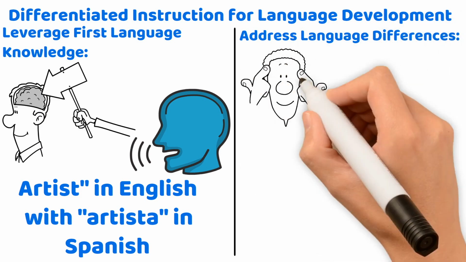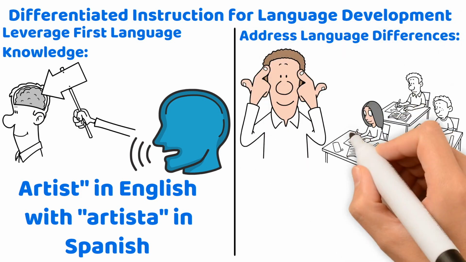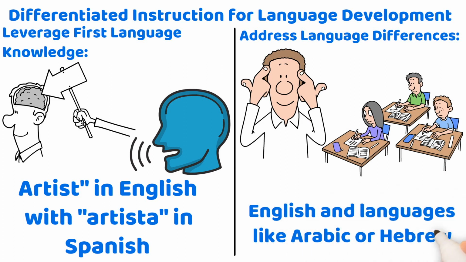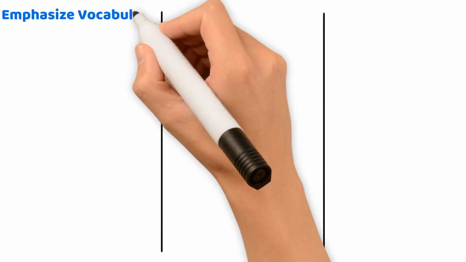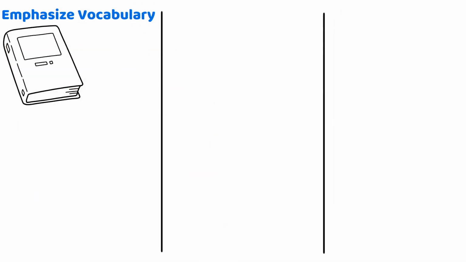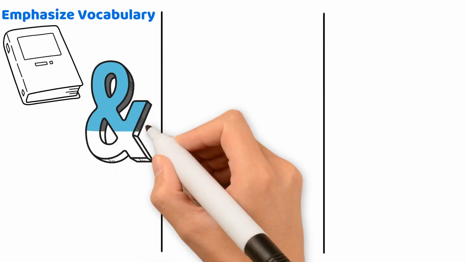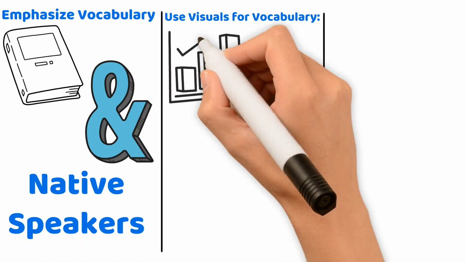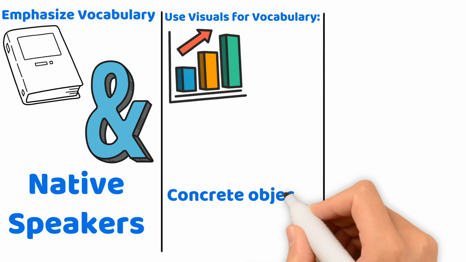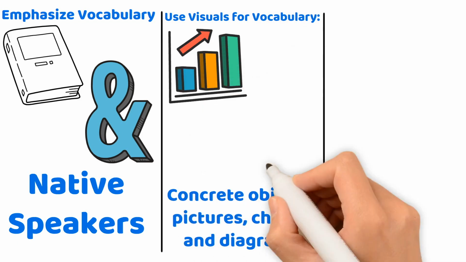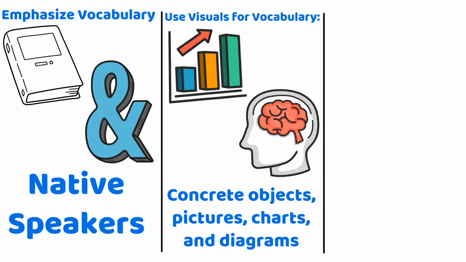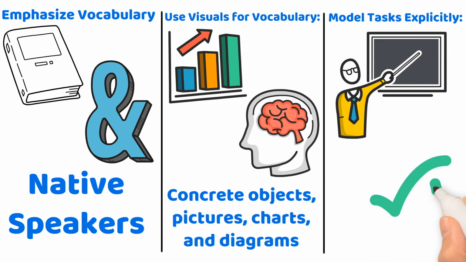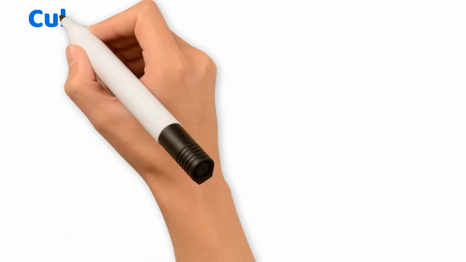Address language differences. Be mindful of structural differences between English and the student's native languages, such as print directionality differences between English and languages like Arabic or Hebrew. Emphasize vocabulary. Provide intensive vocabulary instruction, focusing on key English words more extensively than with native speakers. Use visuals for vocabulary. Enhance vocabulary lessons with concrete objects, pictures, charts, and diagrams to support understanding. Model tasks. Explicitly demonstrate tasks clearly and slowly, ensuring that instructions are accessible and comprehensible to ELs.